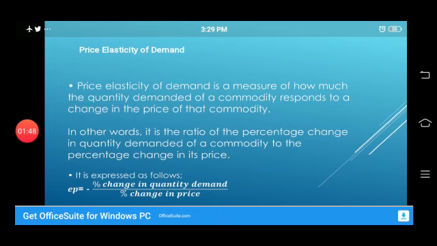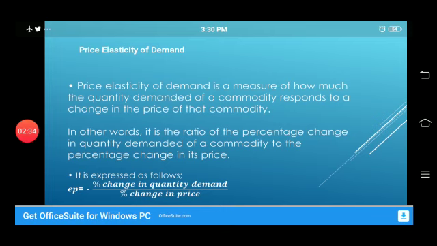So the price elasticity of demand is a measure of how much the quantity demanded of a commodity responds to a change in the price of that commodity. It means that if the price of the commodity changes, by how much does the quantity demanded change. We need to measure the magnitude. In other words, it is the ratio of the percentage change in quantity demanded of a commodity to the percentage change in price. We can express this as a formula: EP, or we can say ED, equals percentage change in quantity demanded over percentage change in price.